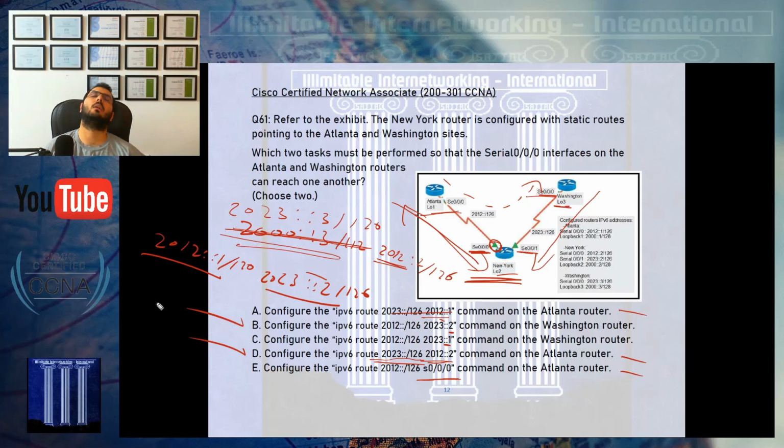Finally, took 3 years. Okay, so these are the configs from Washington and from Atlanta towards New York, and since New York is already configured, then the network will be established after you apply these two commands. Hopefully this was useful for you.